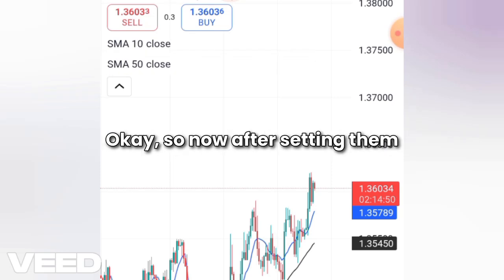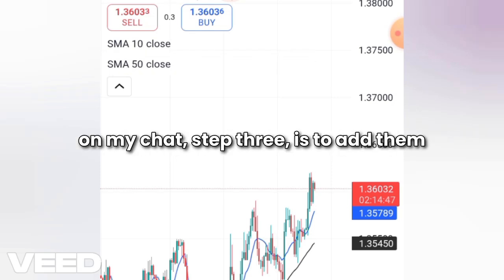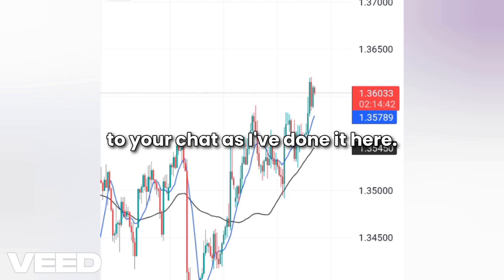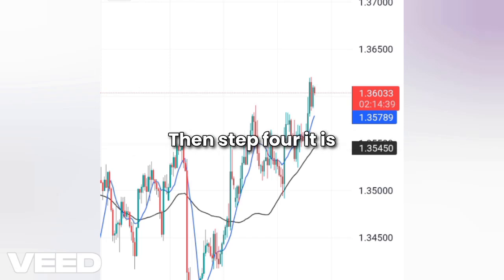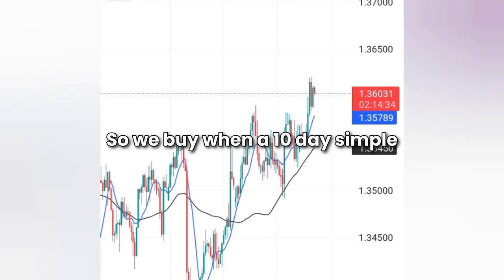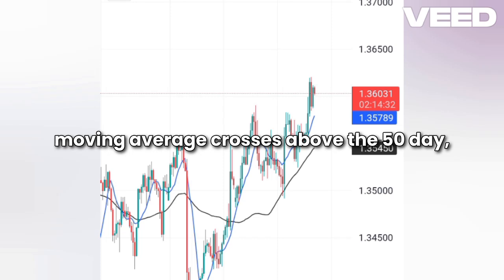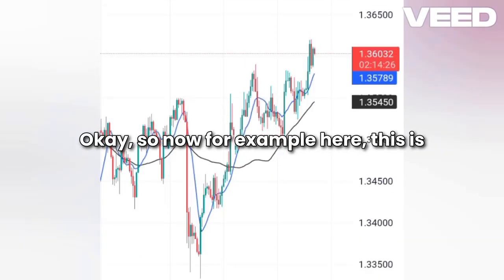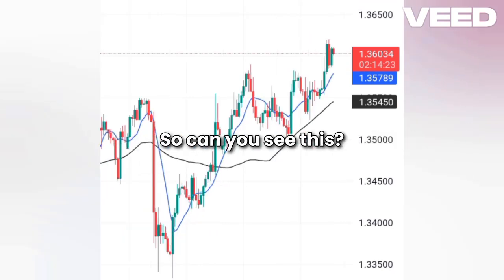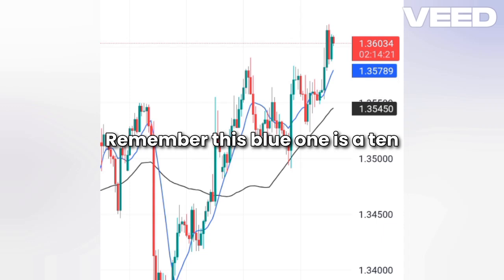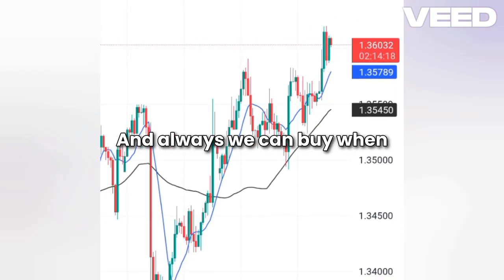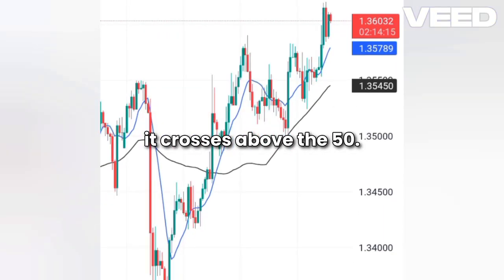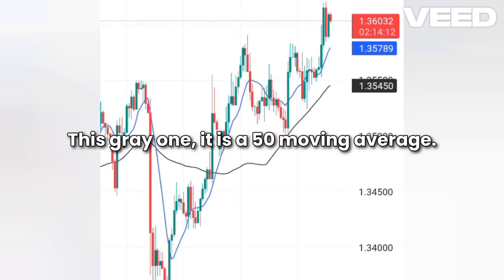Okay, so now after setting them on my chart, step 3 is to add them to your chart, as I've done it here. Then step 4 is to watch for the crossover. We buy when the 10-day simple moving average crosses above the 50-day simple moving average. For example here, this is our current market structure, right? Can you see this? Remember, this blue one is the 10-day simple moving average, and we always buy when it crosses above the 50. This gray one is the 50 moving average.